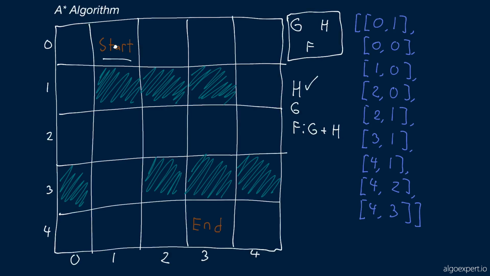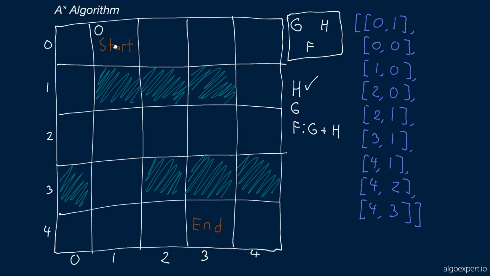Well, the G score, remember, represents the distance to get from the start node to this node. Obviously, this is going to be 0 because the distance from the start node to the start node is 0. Now, the H score. What is the H score? Well, the H score is our heuristic score. So now we need to talk about what heuristic we're going to use for this problem. Technically, you can pick whatever heuristic you would like, but there are some that make more sense based on the type of problem that you're given.